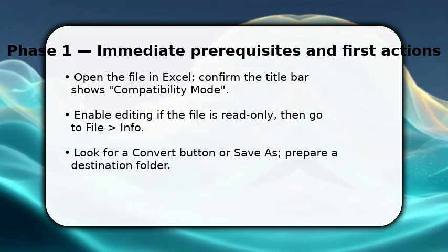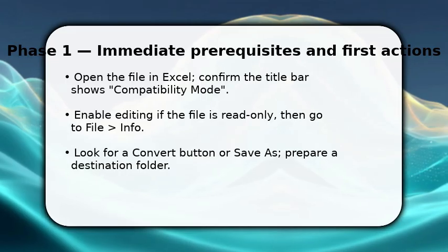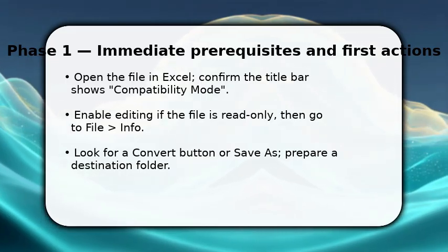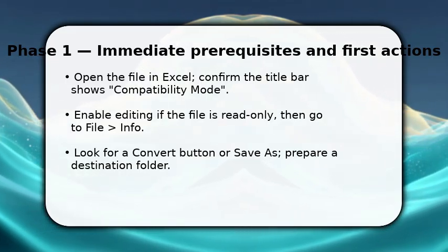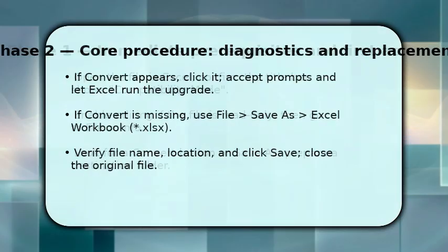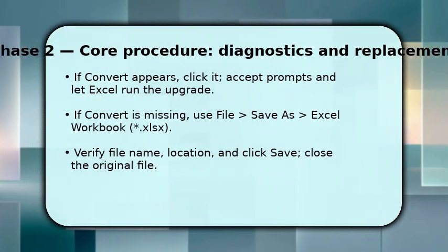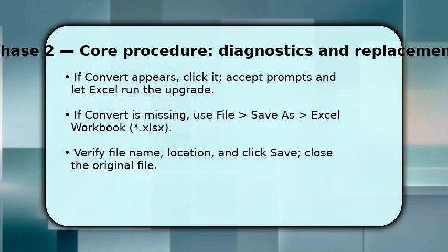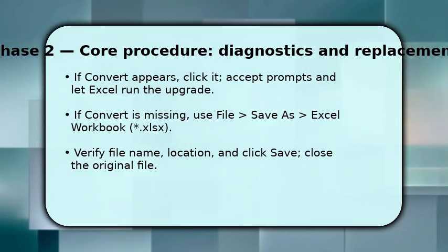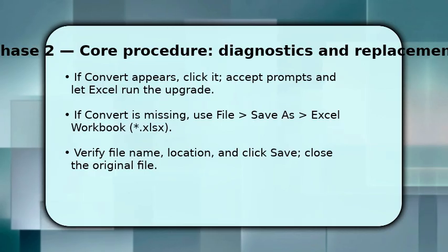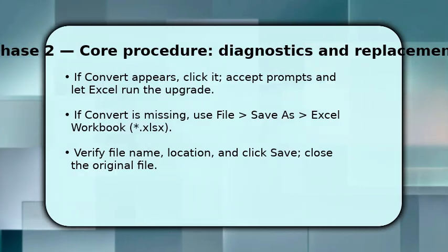Do this now, don't fiddle with options, because conversion changes the file format to modern Excel and removes the compatibility mode banner. Once you click Convert, Excel runs checks and upgrades workbook structures. This preserves most content while removing legacy wrappers. Make sure to accept any prompts. Excel may warn about feature changes.